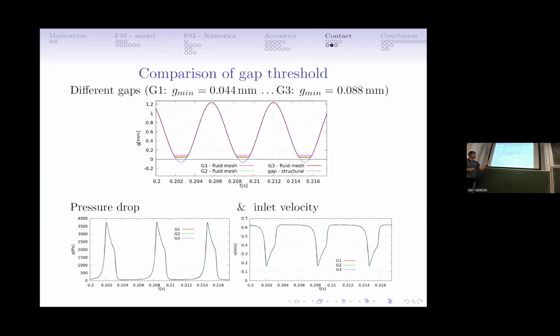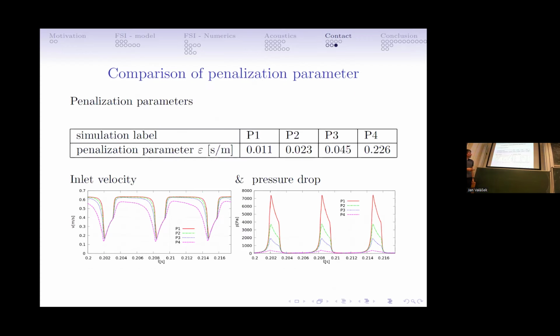Okay, and now there are just some tests. What happens if we apply a different gap threshold? You can see here the motion of the gap measured between the vocal folds, and that we apply different thresholds, and the pressure drop and inlet velocity remain almost the same for different gap thresholds. However, if we apply different penalization parameters, given in this table, we see that we get really different results in the inlet velocity and in the pressure drop.